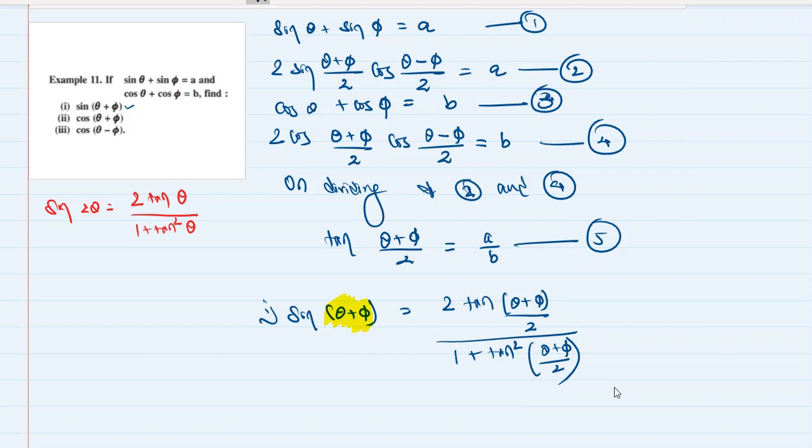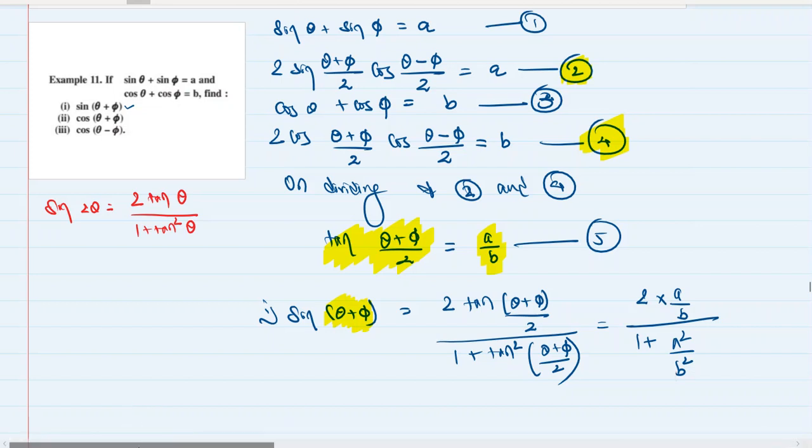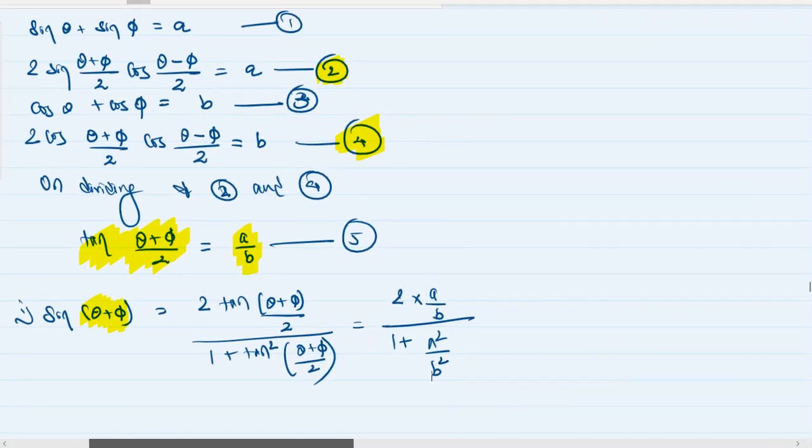Now I already know the value of tan (theta plus phi) by 2. Look, by dividing equations 2 and 4, I got that value earlier, right? So I'm just going to put the value over here, and I'll get 2 times A by B upon 1 plus A square by B square.